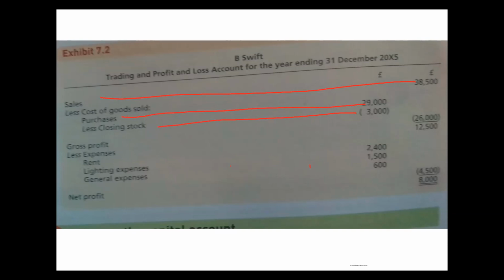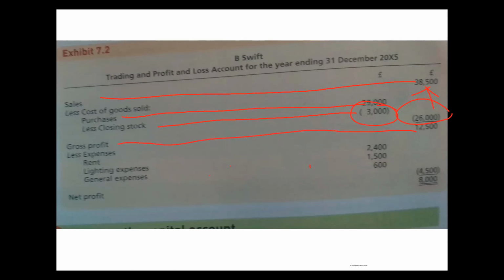So now we assume that we are just given the sales. After the sales, we have the purchases and we have closing stock. We don't have the opening stock. This is how you will write. And you will subtract the closing stock to make this 60,000. That you will subtract from the sales, and you have 12,500 as a gross profit.